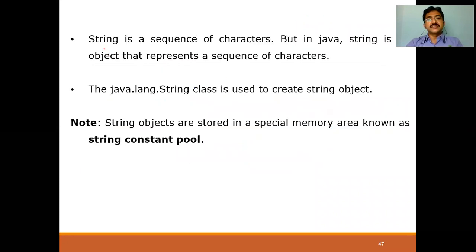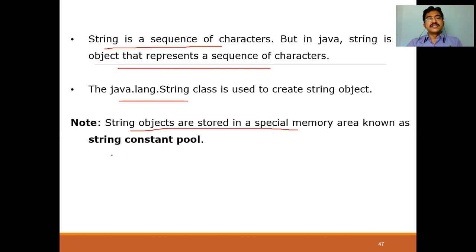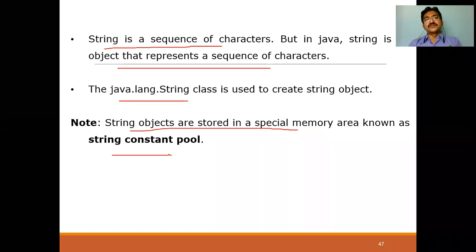As I said, a string is a sequence of characters, but in Java, a string is an object that represents a sequence of characters. The String class is available in java.lang, which is a default package, used to create string objects. Normally string objects are stored in a special memory called the string constant pool. Whatever objects you create for strings s1, s2, s3, s4, all the string objects are stored in a special memory. That memory is called the string constant pool.